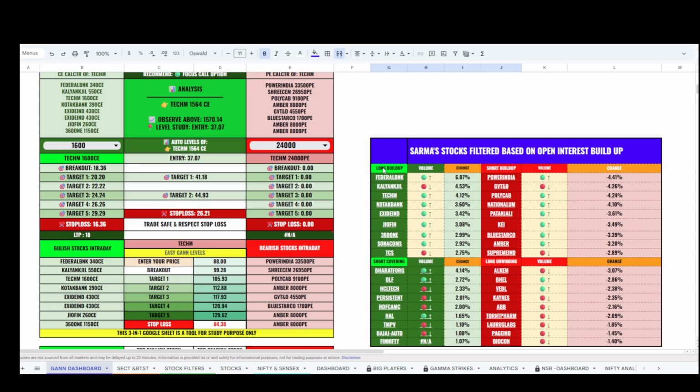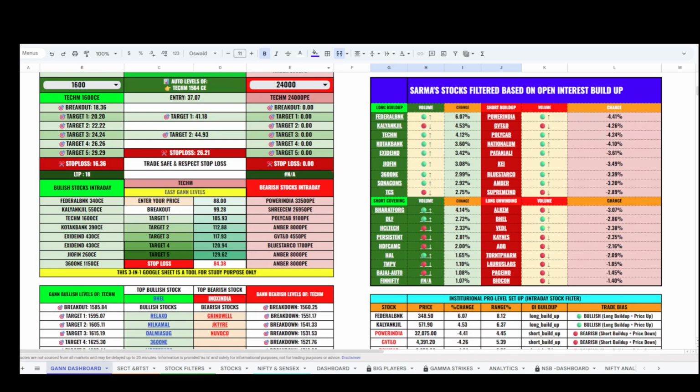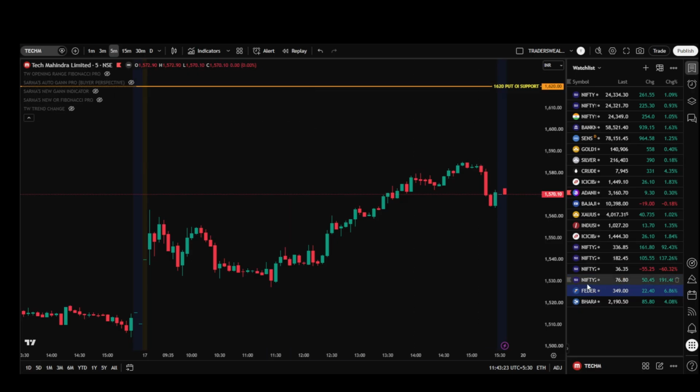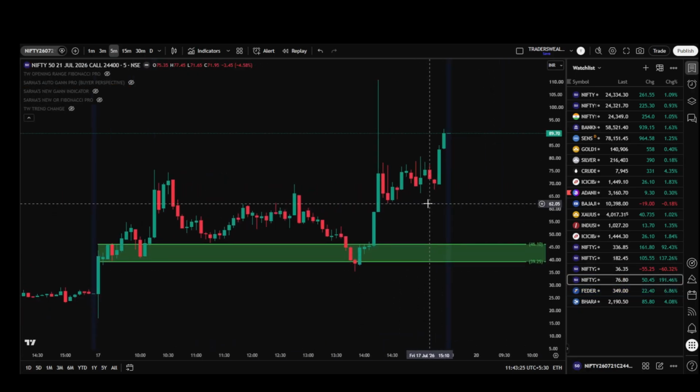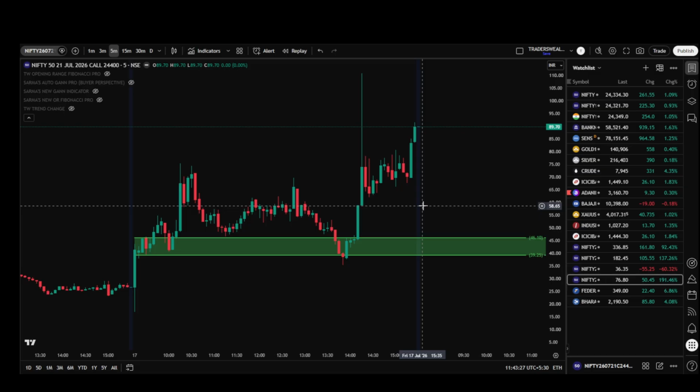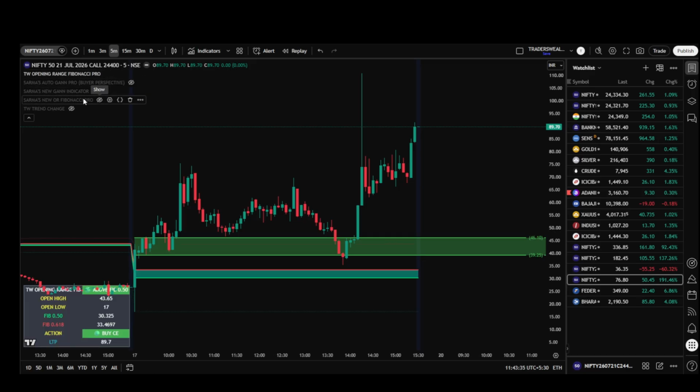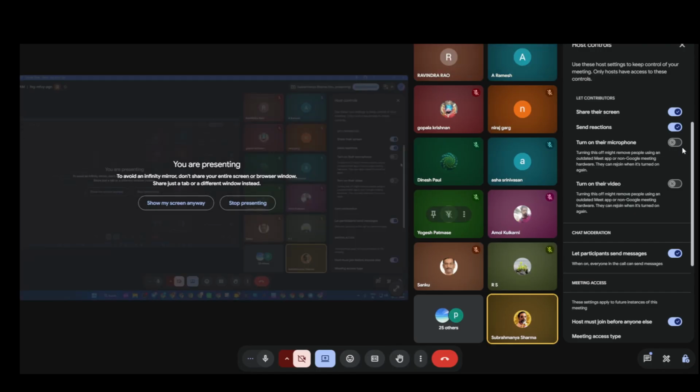If you have any questions, you can ask me about this and other indicators also, and you can use this indicator. One indicator is enough. If you understand Fibonacci and GAN, that is enough for us to trade anything. Okay, I'll unmute your mics now. You can ask questions one by one, if you have any.